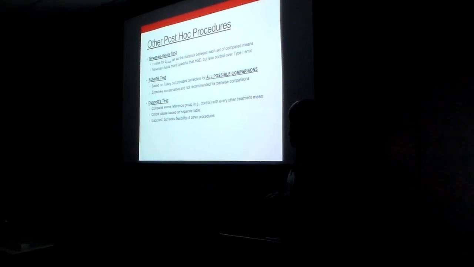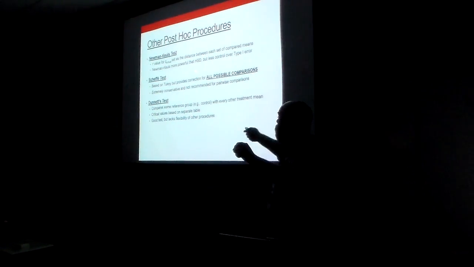Other post hoc tests: Newman-Keuls, right? Newman-Keuls is going to set a different critical value for how far apart each one of your means are. So your Q critical is going to be different for each one of your comparisons based on how far apart they are. Newman-Keuls is more powerful than the Tukey honestly significant difference, but it's going to give you less control, right? Tukey HSD is controlling for all possible comparisons. This is going to be less of an adjustment here, okay?